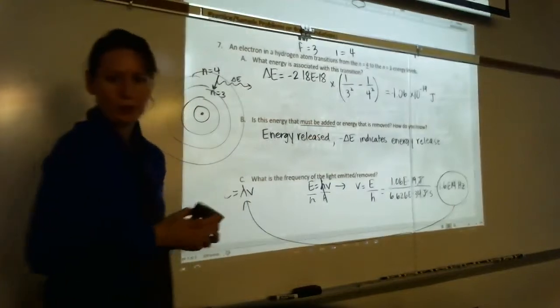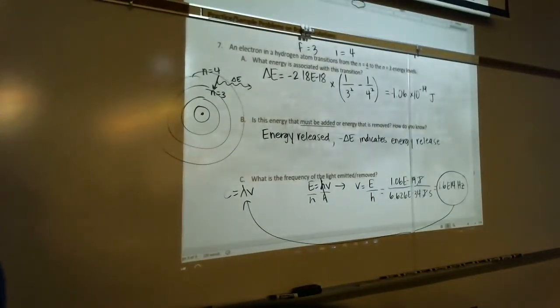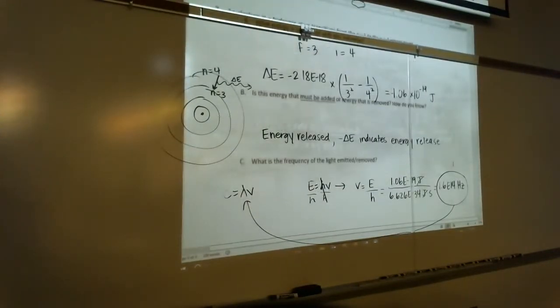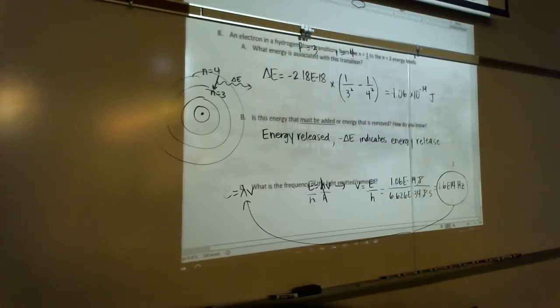All right, the next one's for you to do, so let me pause the recording. Electron in a hydrogen atom transitions from n equals 1 to n equals 3. What energy is associated? Is this energy that needs to be added or is it removed? And then what's the frequency of that light? Pause the recording.